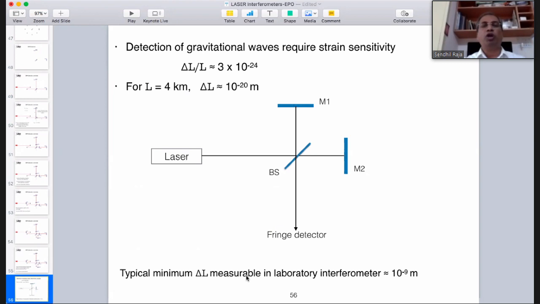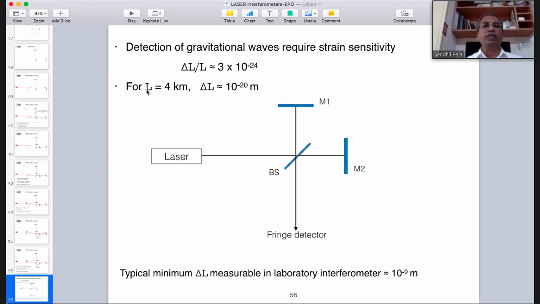So let's do a small numbers game, just to give you an idea about what steps and how much of these techniques can improve the sensitivity to reach the 10 power minus 21 kind of strain measurement that they require for gravitational wave detectors to be able to detect gravitational wave sources.